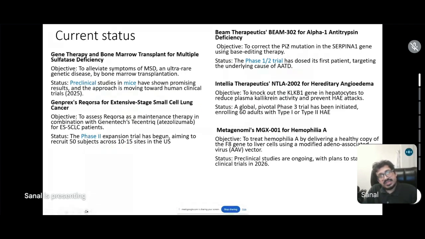SERPINA1 is the gene which is defective in alpha-1 antitrypsin deficiency. Alpha-1 antitrypsin deficiency is a disease which affects lungs and liver mainly. This is because of the deficiency of an important enzyme called alpha-1 antitrypsin, which fights against the proteolytic activity of trypsin, which is a protease. So if proteases are very active when secreted, they can simply digest the cells.